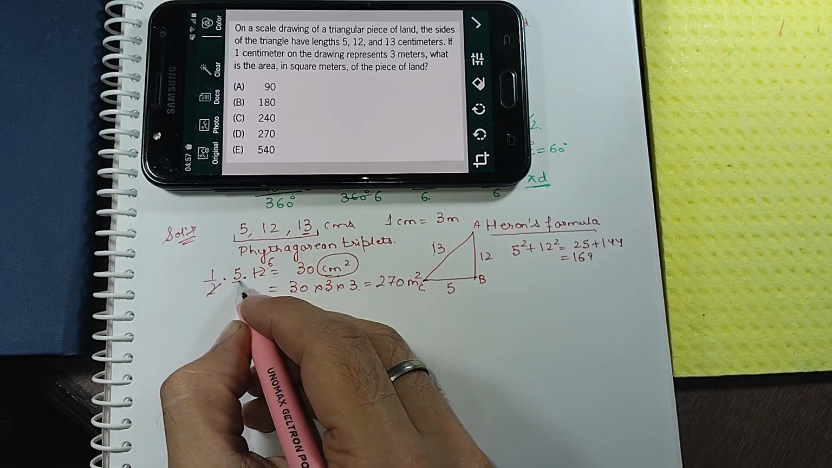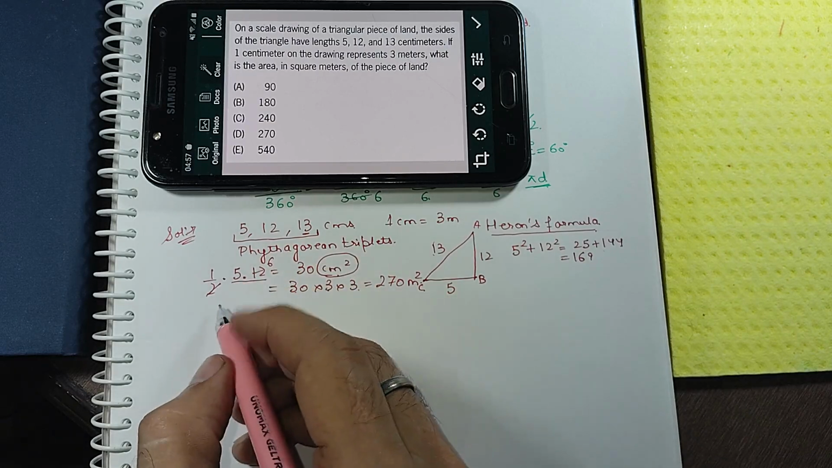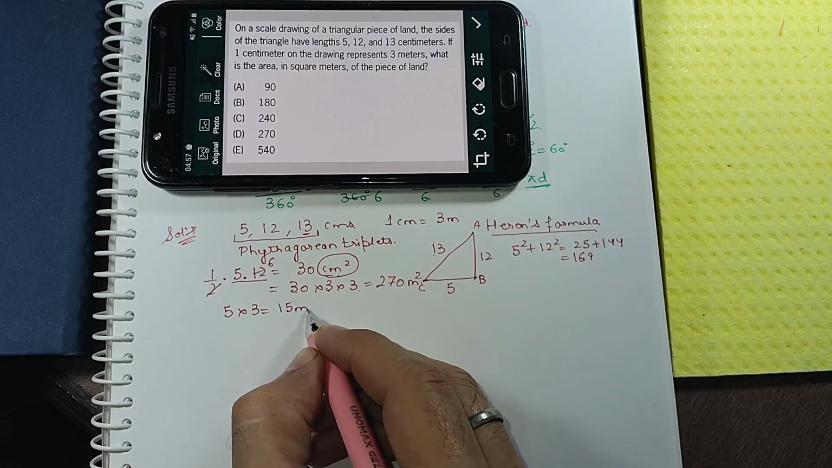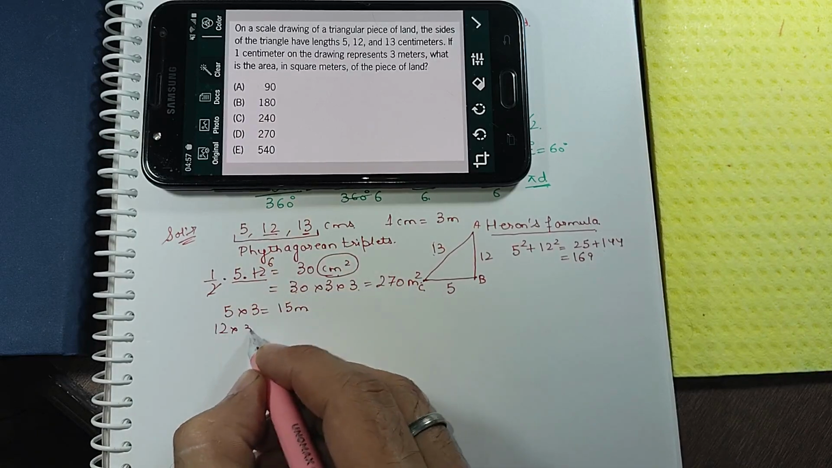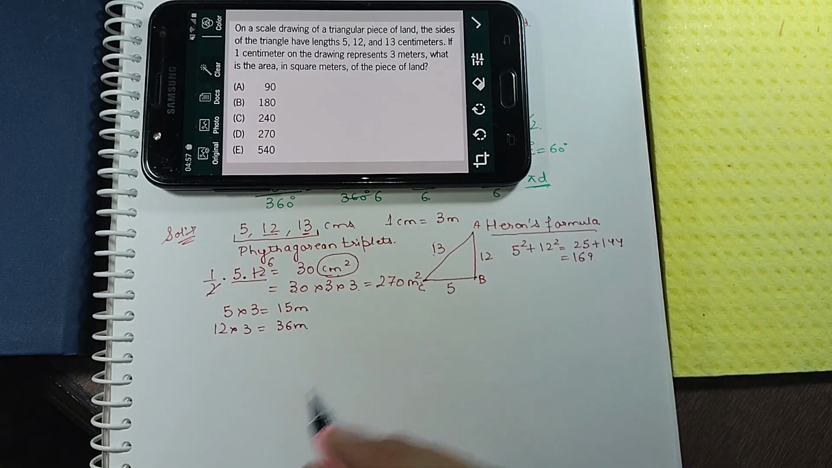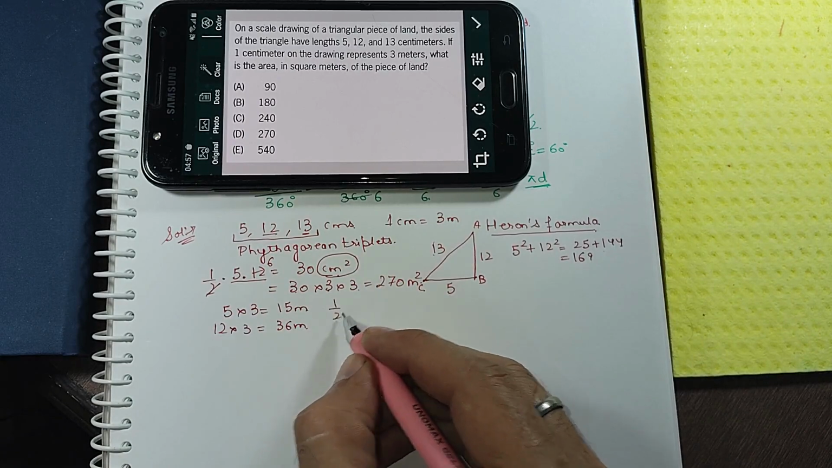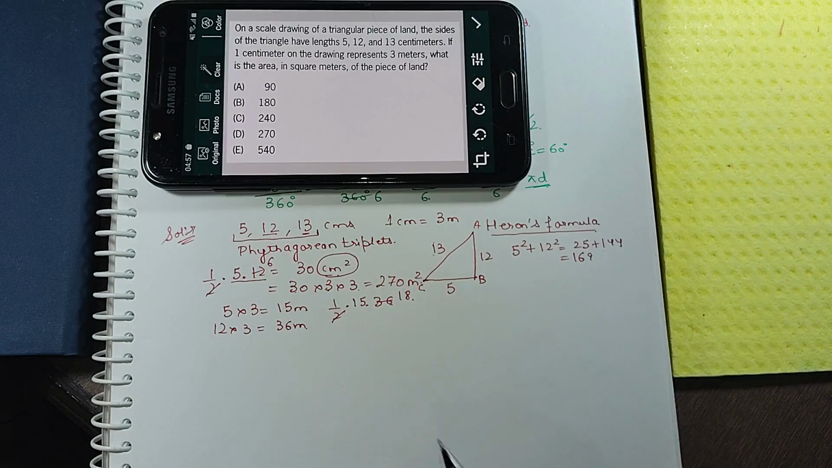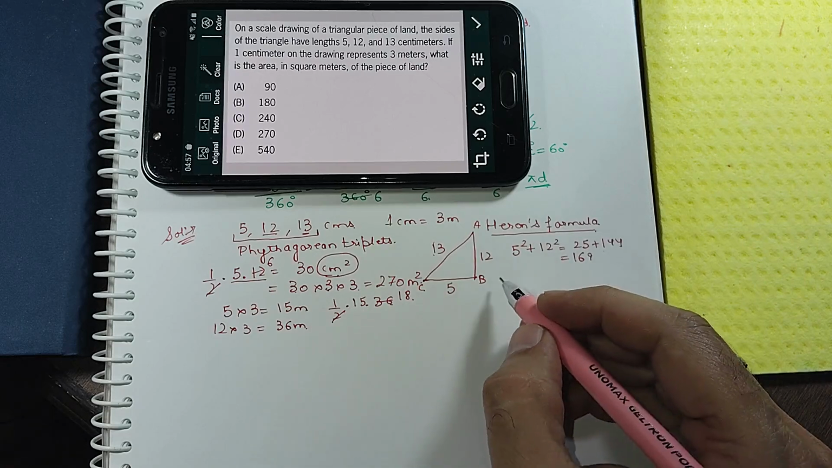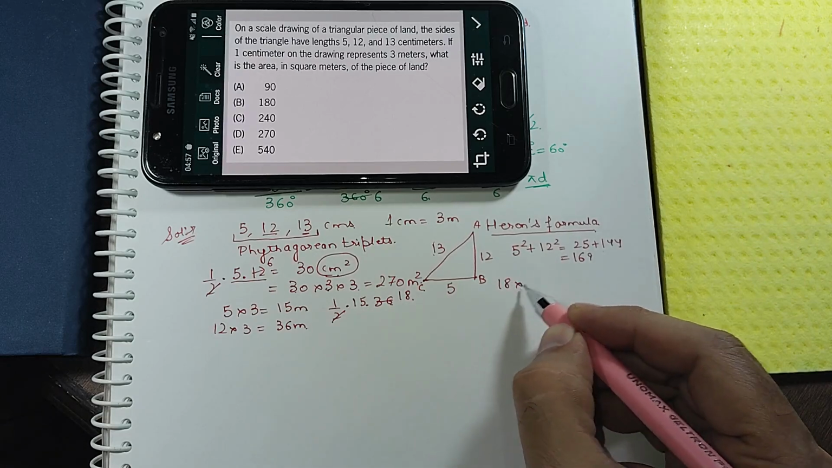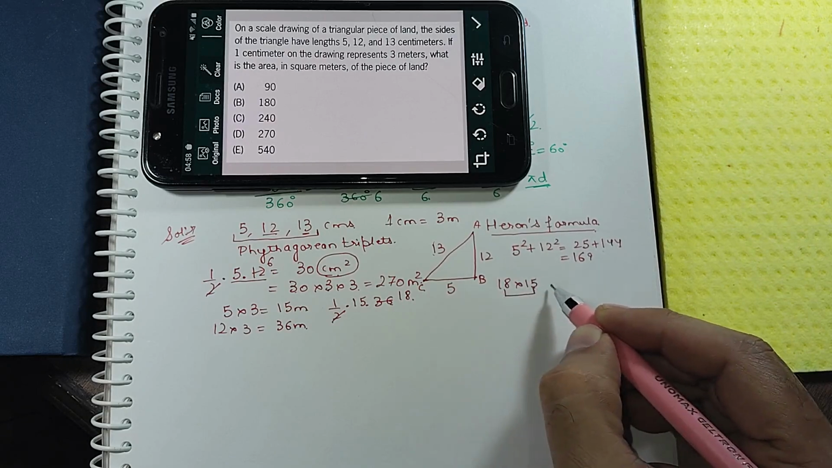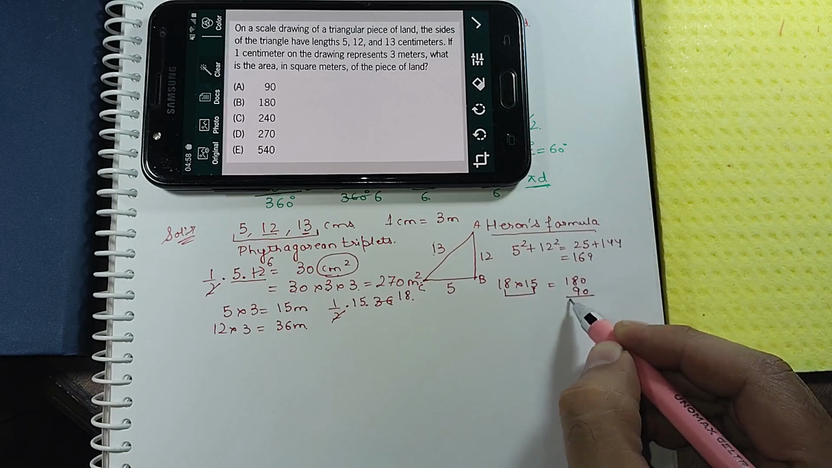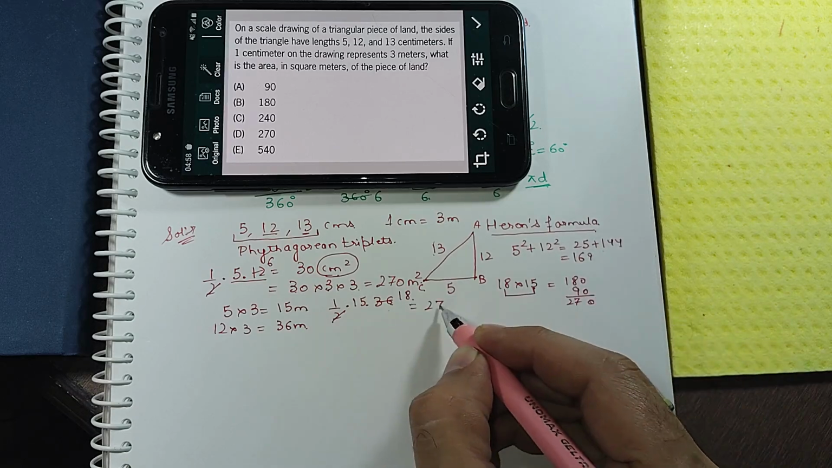Or if you don't want to do it over here, you can simply convert 5 centimeter multiplied by 3 equal to 15 meters. 12 multiplied by 3 is equal to 36 meters. Right? Now you can calculate the area. 1 by 2, 15 multiplied by 36. So 2 cancelled and 2 18s are 36. Now 18 into 15. I have told you how to calculate this. 18 into 10 is 180. And this is 5, which is half of 10. So that will be 90. So this will be 270 square meters.